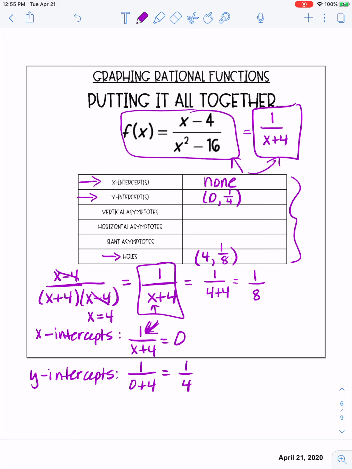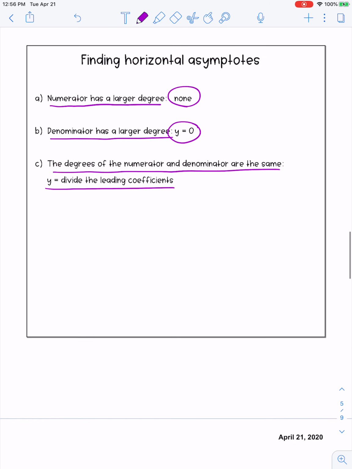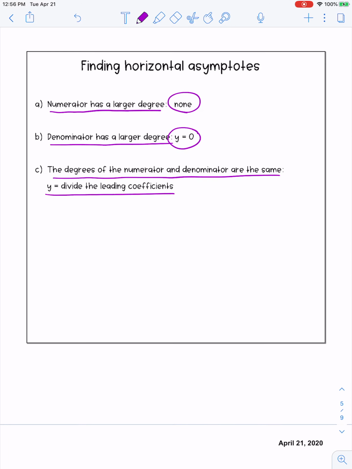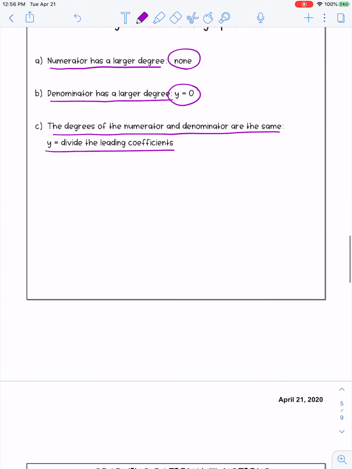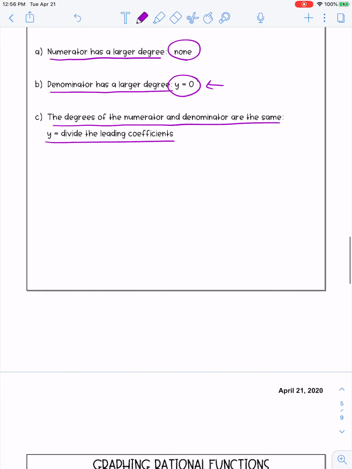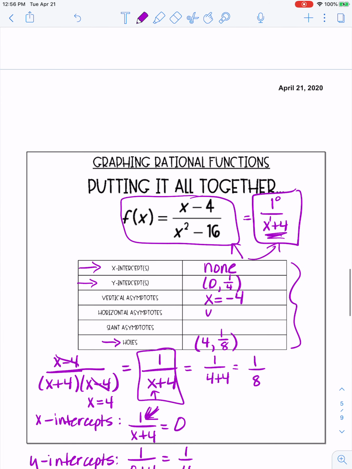So, vertical asymptote. Yes, I have a vertical asymptote because my denominator will be undefined when x equals -4. So that's my vertical asymptote. Then we're going to determine the horizontal asymptote by looking back here. And my denominator has a larger degree. Do you see that the denominator here has a degree of 1 and this has a degree of 0? So my denominator has a larger degree. So that is this scenario here. So that means my horizontal asymptote is y equals 0.